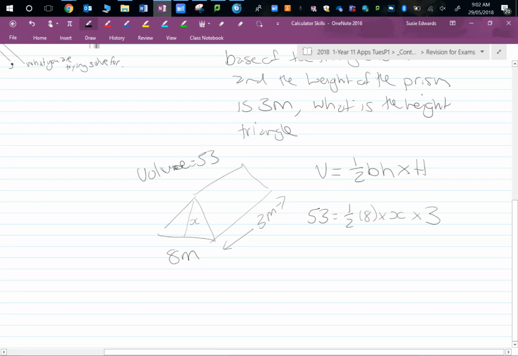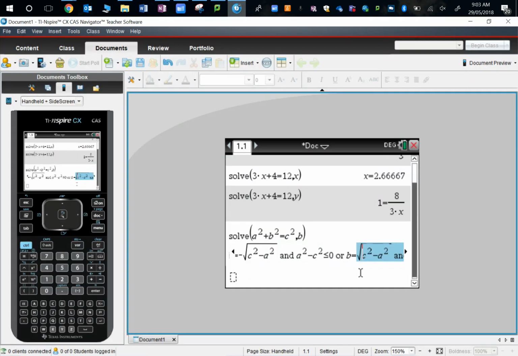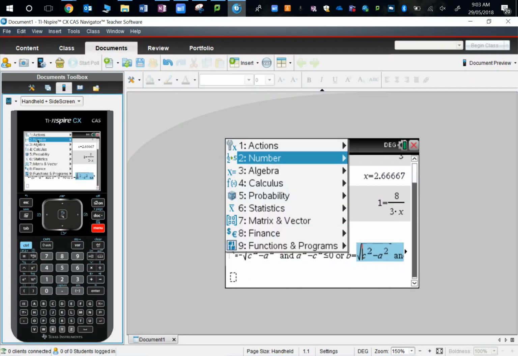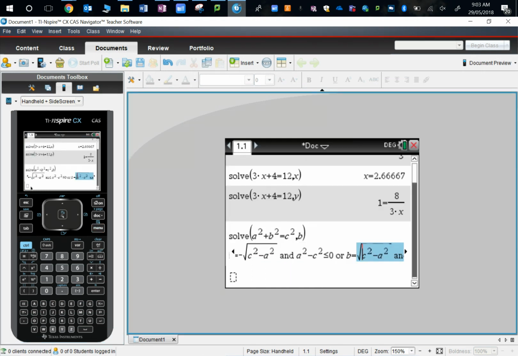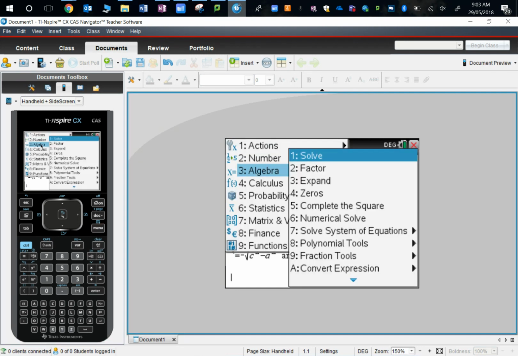Now that, for some people, might be really easy to work out, but for others it might not be. And it's also really easy to make mistakes when you're rearranging equations. So instead of even trying to solve that using your algebra skills, because this is probably going to be in a calculator section, we may as well use our calculator to solve. So I'm going to go menu, algebra, solve.